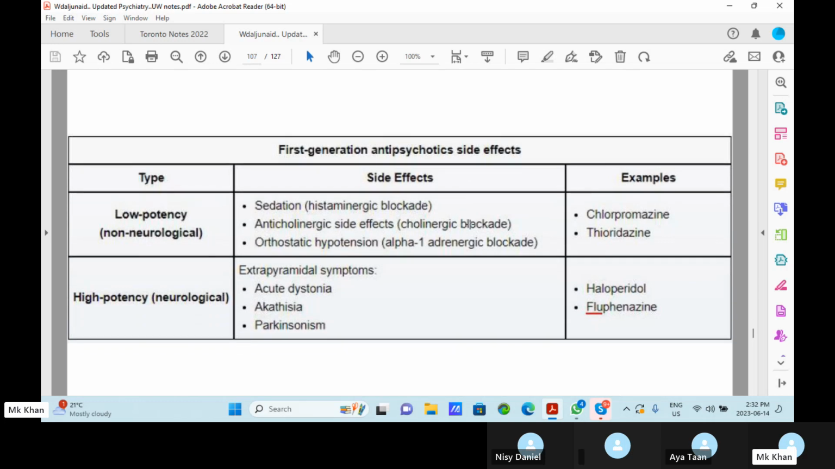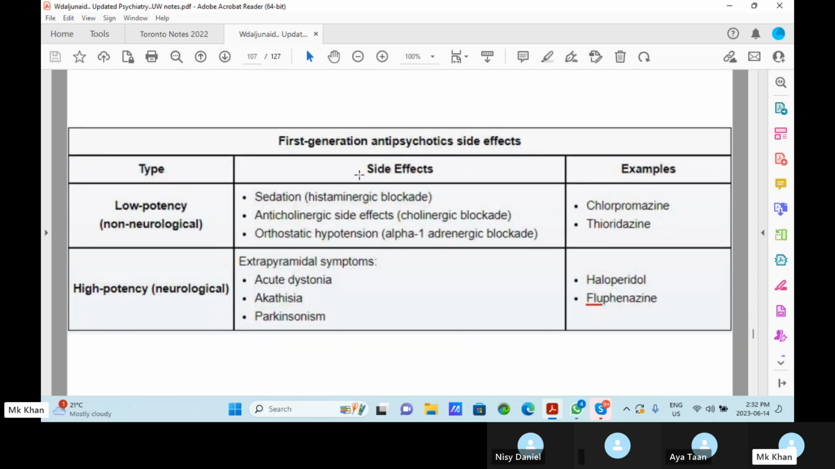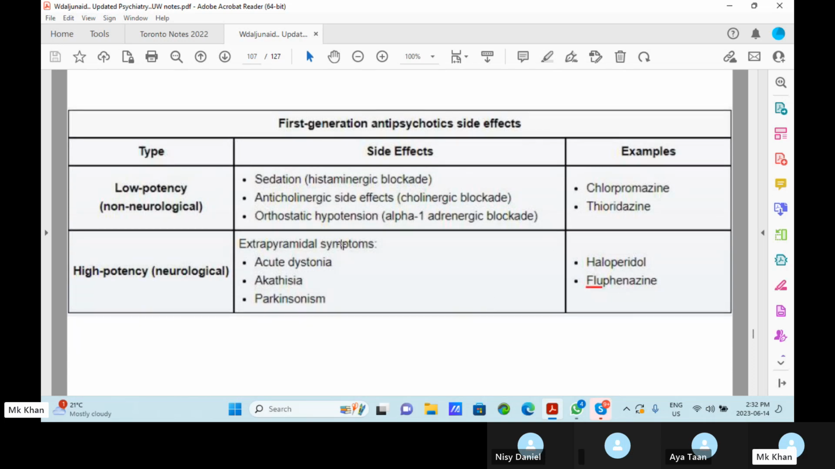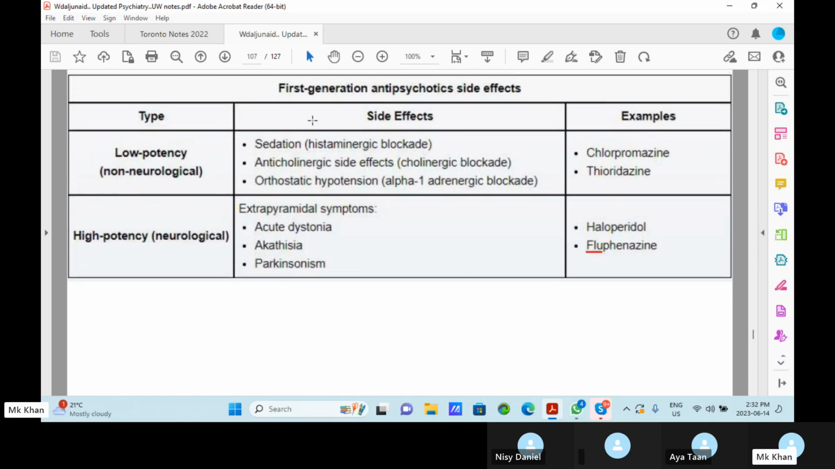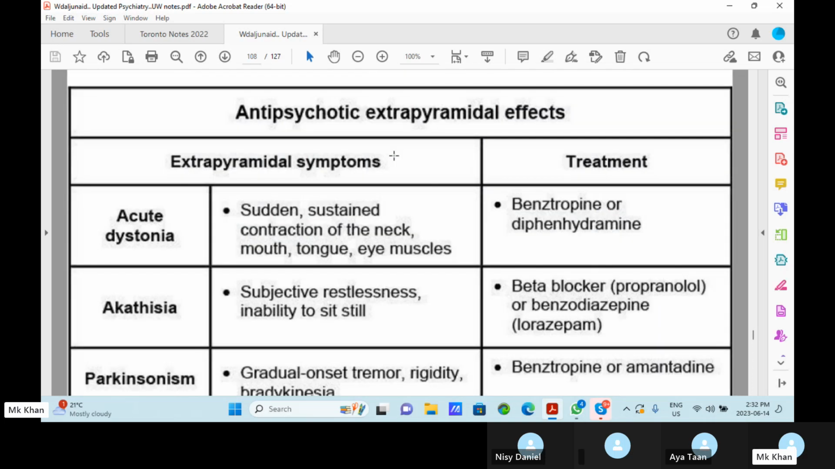And then, in the first generation, they are divided into low potency and high potency. So the low potency basically are chlorpromazine and thioridazine, and then the high potency neuroleptic is haloperidol. So the high potency, haloperidol, has more EPS side effects. And the first one, the low potency, has orthostatic and anticholinergic and all those histamine effects.